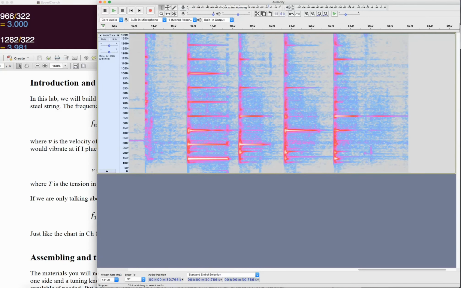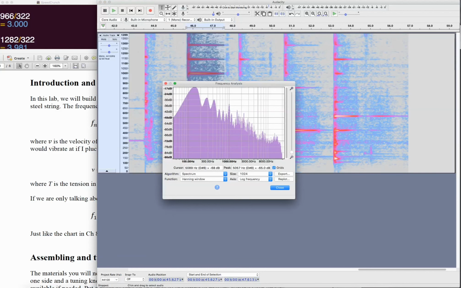Okay, so here I started with this note here, looks like around 150. We can verify that by plotting the spectrum. You can see that that fundamental is around 144, and there are harmonics, a second harmonic at 280, a next harmonic at 424, and a next harmonic at 568.